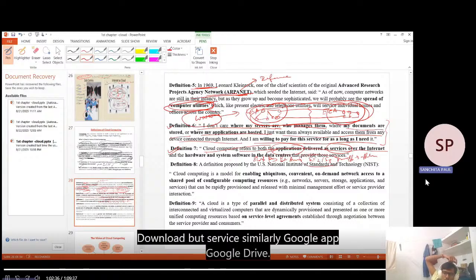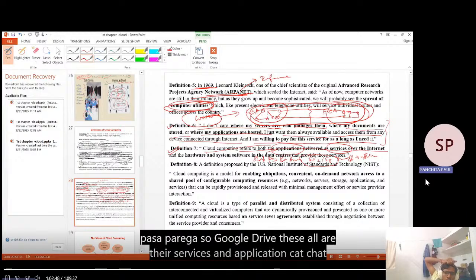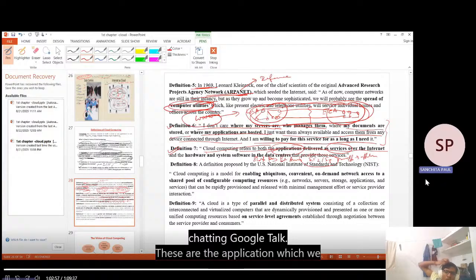ठीक है. सिमिलरली गूगल ऐप इंजन का भी गूगल ड्राइव हम लोग यूज करते हैं. ड्राइव के स्पेस हमको ज्यादा चाहिए तो गूगल को पैसा पे करना पड़ेगा. मेल के स्पेस ज्यादा चाहिए तो मेल के लिए पैसा पे करना पड़ेगा. सो गूगल ड्राइव, these all are their services. And application क्या है? Chatting, Google Talk, these are the applications which we basically use.